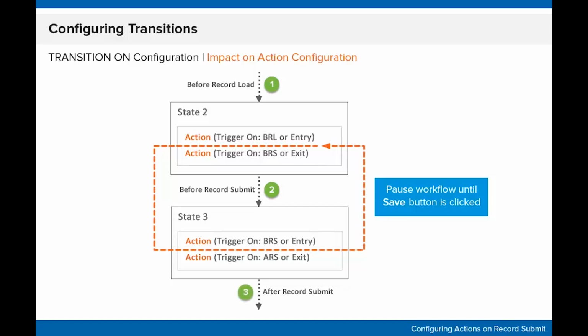In step 3, now that the active trigger is after record submit, the outgoing transition from state 3 remains after record submit. Any actions configured on the exit trigger will then be executed. If the active trigger coming out of state 3 is changed to before record submit instead of after record submit, any actions configured on after record submit in state 3 will not execute.